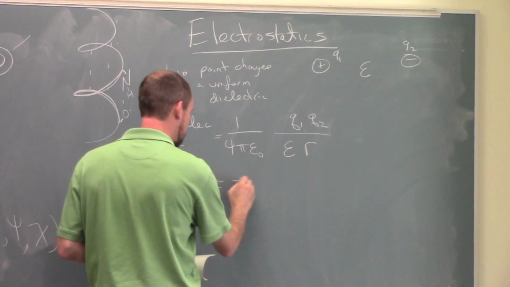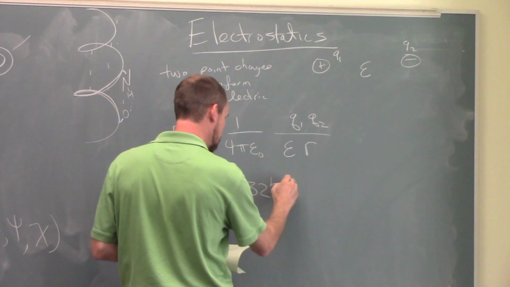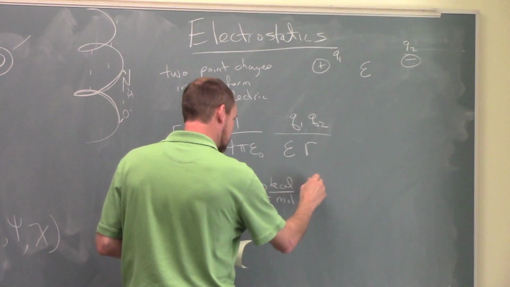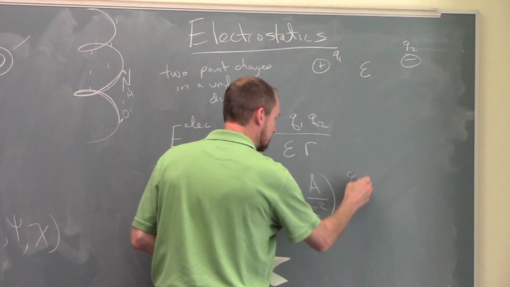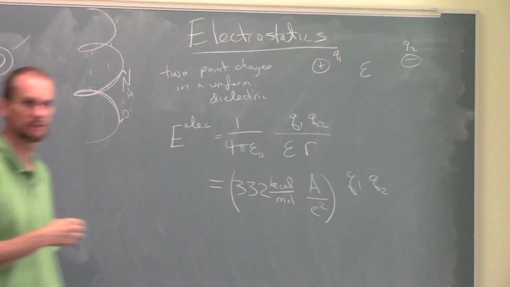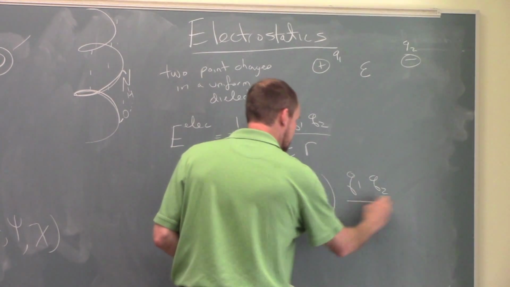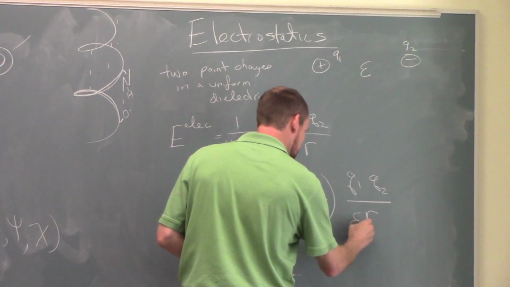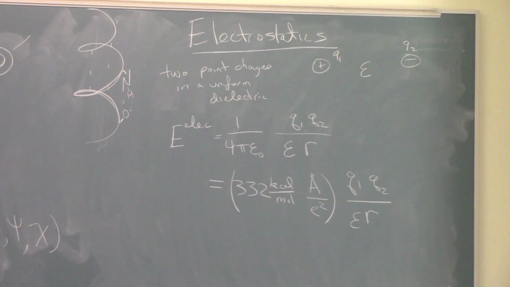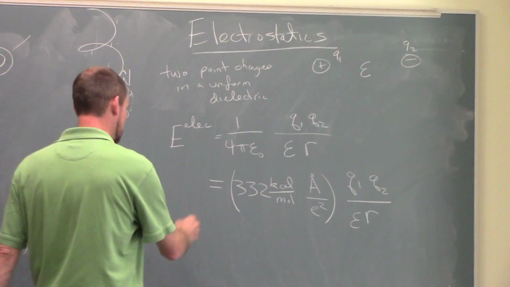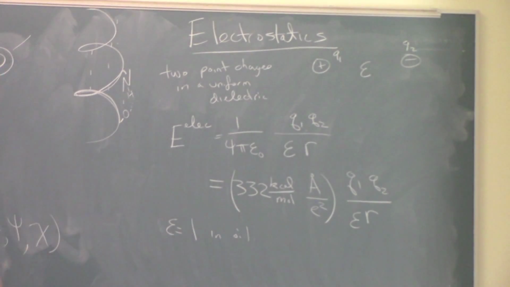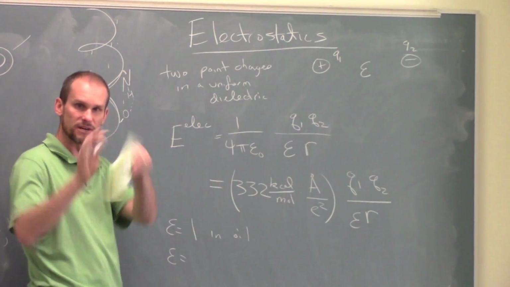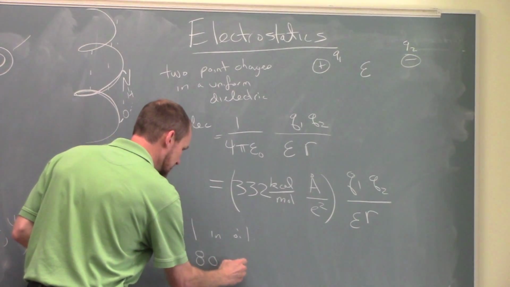We put these into units that are convenient for proteins. We get 332 kcal per mole times angstroms over electrons squared, times Q1, Q2, both in units of electrons, how many electrons there are, divided by R, the distance between them in angstroms, and then epsilon, that would be the relative permittivity relative to the vacuum. So epsilon equals 1 in an oil or in a vacuum. In water, because water is very polarizable, epsilon equals 80.